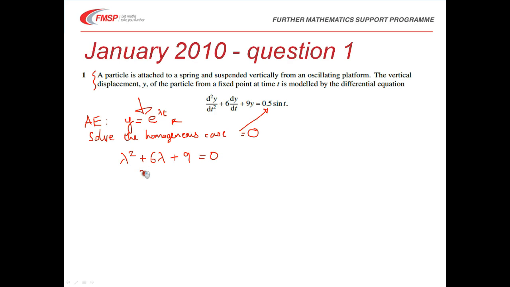This is a nice and easy quadratic. It is in fact a perfect square. I think you'll agree that means that lambda has to be minus 3. And it's worth realizing this is a repeated root, and it's worth writing it down so you don't forget that this is a special case we need to realize.